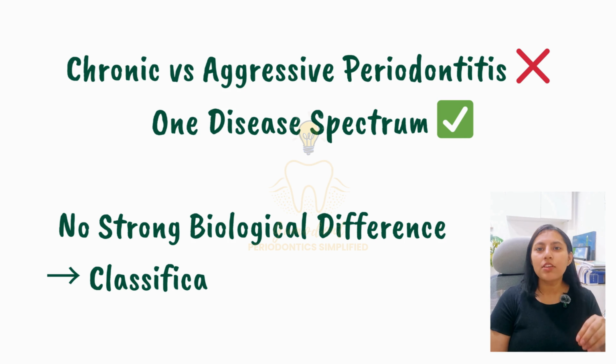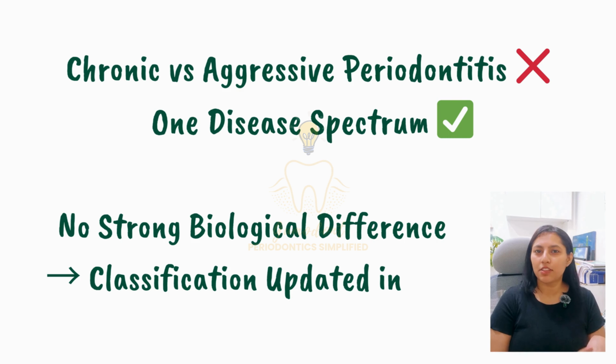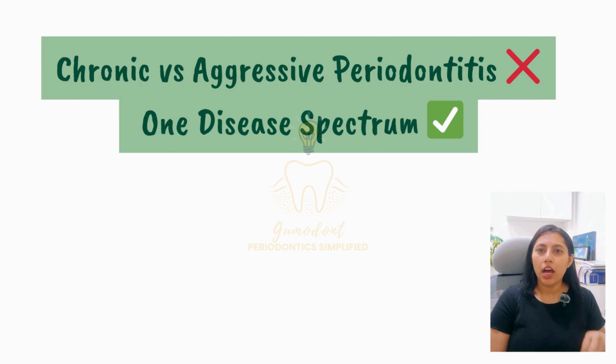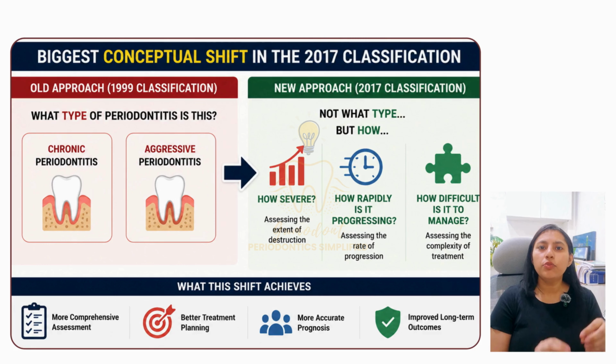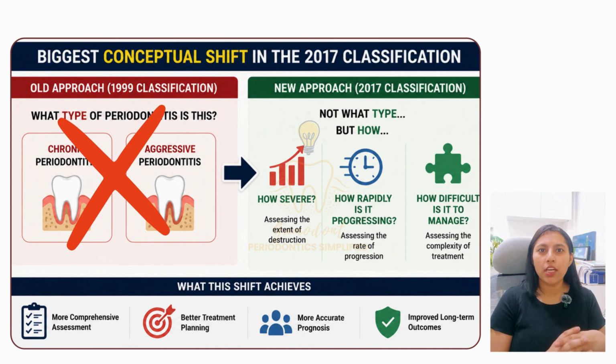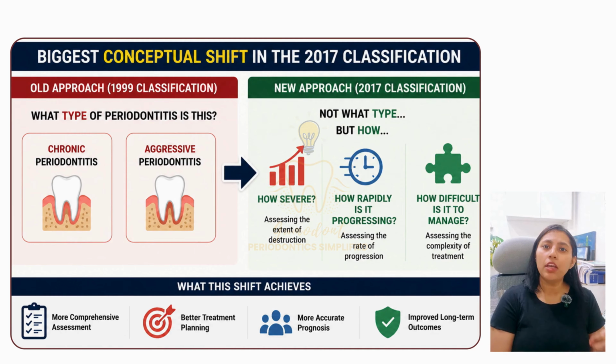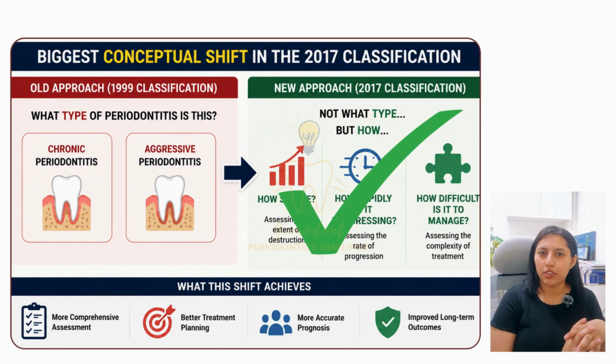So, in the 2017 classification, this distinction was removed. And now, all these cases are grouped under a single category, periodontitis. This was one of the biggest conceptual shifts introduced in the new classification. Now, the focus is not what type of periodontitis is this, but rather how severe is it, or how rapidly is it progressing, and how difficult is it to treat the patient.